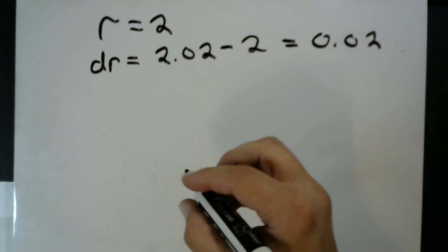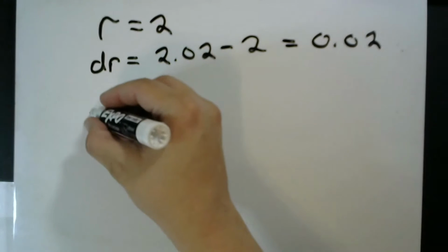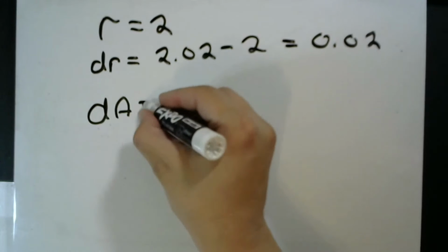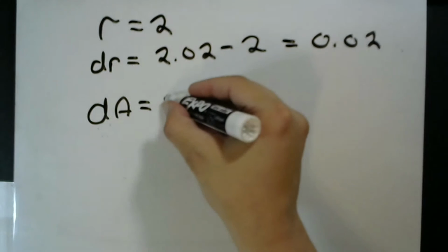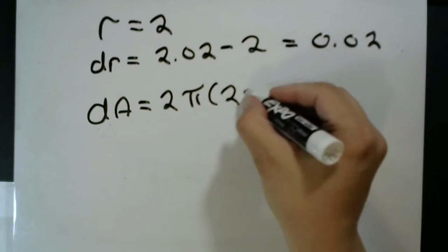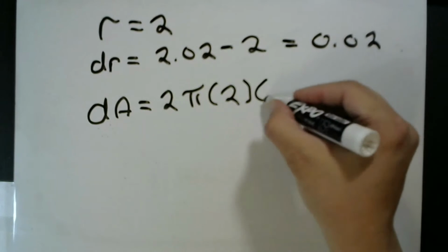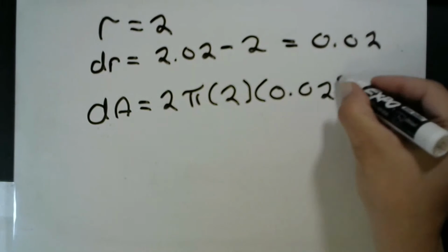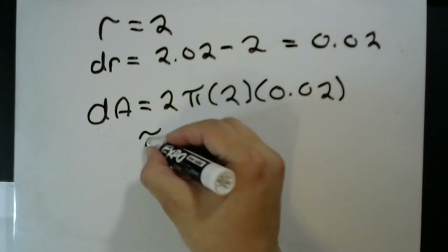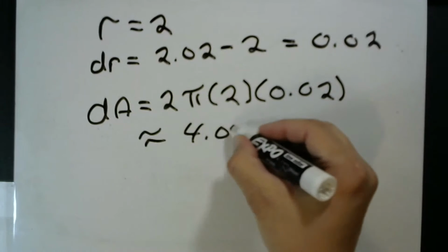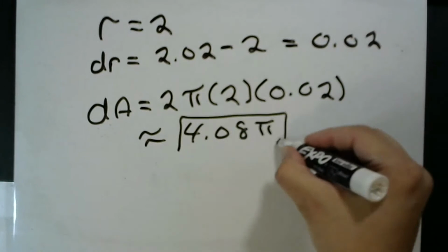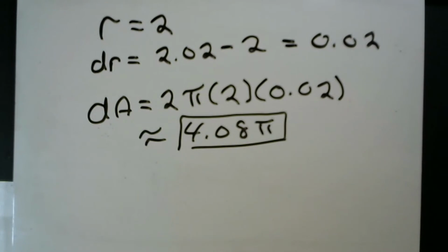So what we'll get is that dA is going to be 2 pi times 2 times 0.02, or approximately 4.08 pi. So that's the approximate change.